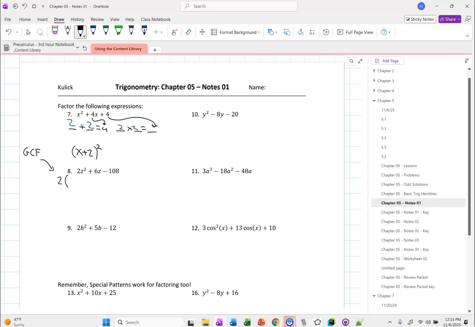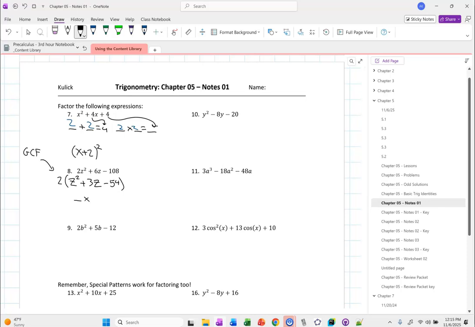When I factor the 2 out, what's left? Z squared. Plus 3z. Okay. Everybody okay there? Now from here, we can do exactly as Dan suggested.